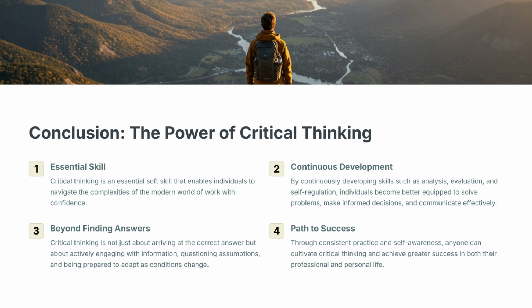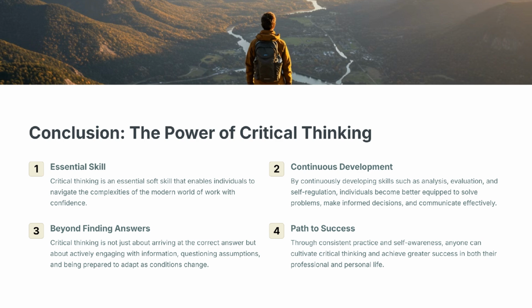As an essential skill, it equips individuals to navigate complexities with confidence, helping them solve problems and make informed decisions. Through continuous development, critical thinking strengthens analysis, evaluation, and communication, empowering individuals to thrive in both personal and professional contexts. It goes beyond finding answers. It encourages active engagement, questioning assumptions, and adapting to new situations.